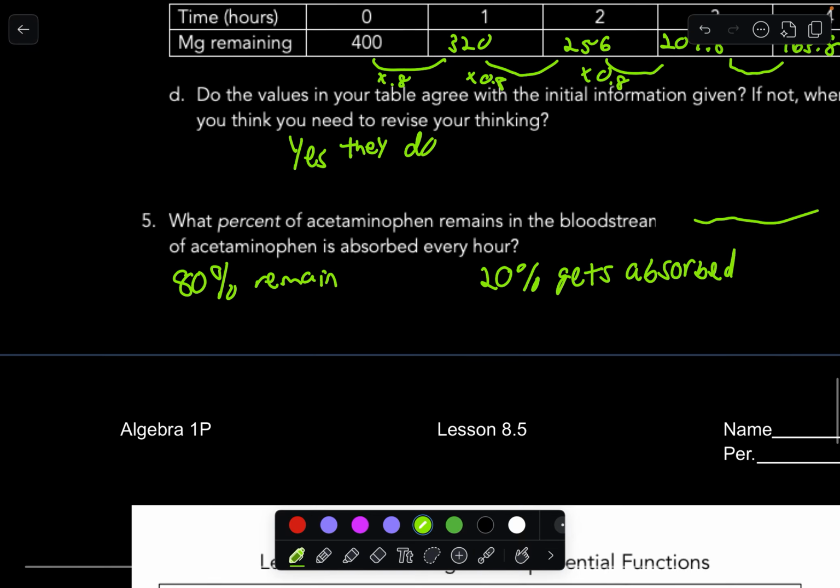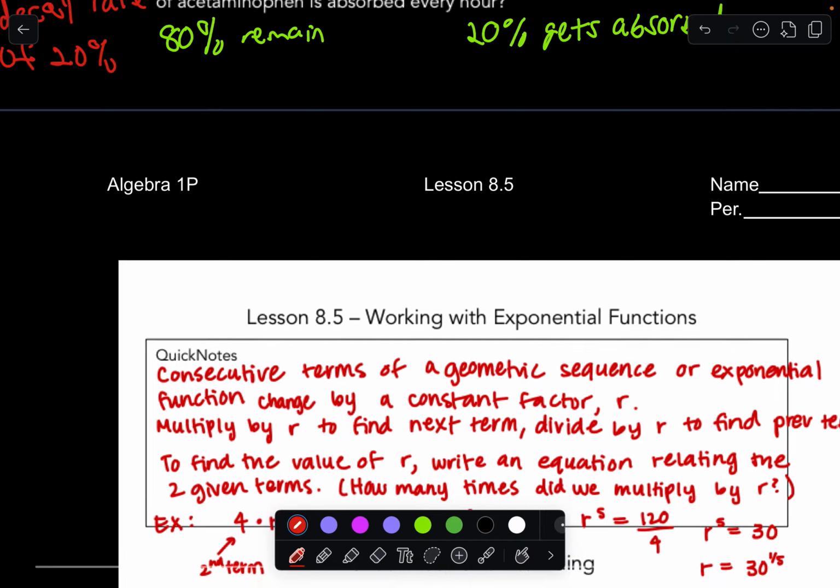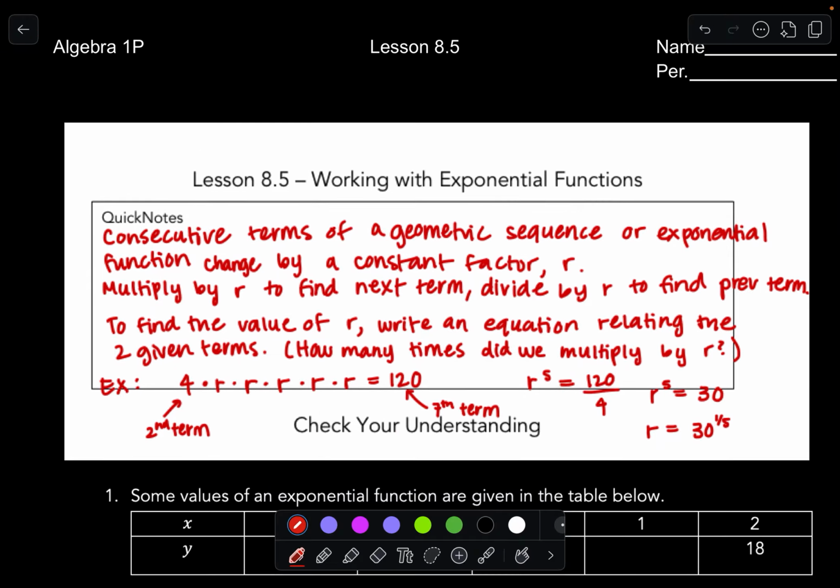Okay? So what that means is that there is a decay rate. Absorption rate, they also call it decay rate, of 20%. Okay? So here we go. Consecutive terms of a geometric sequence or exponential function change by a constant factor, r. Okay? You're multiplying by that. Multiply by r to find the next term. We showed you how. Divide by r to find prior terms.